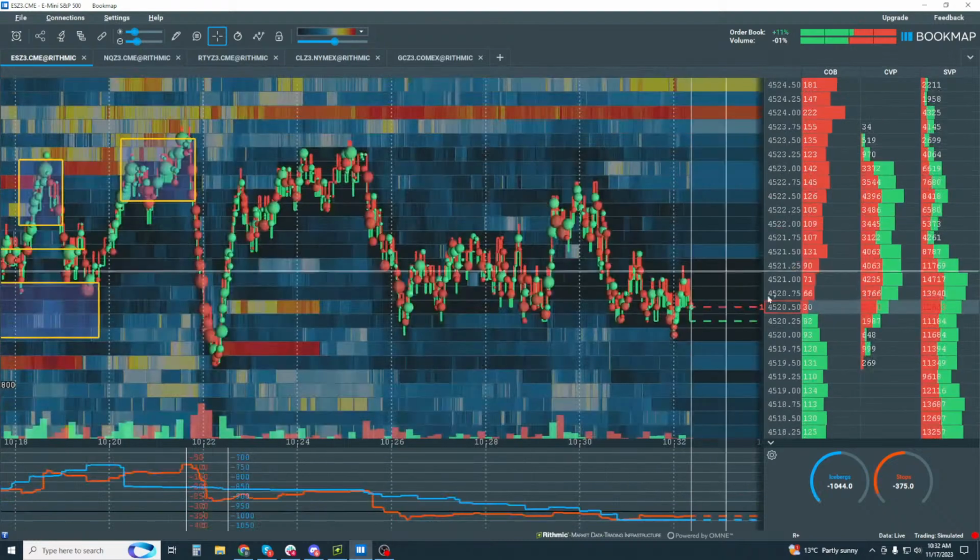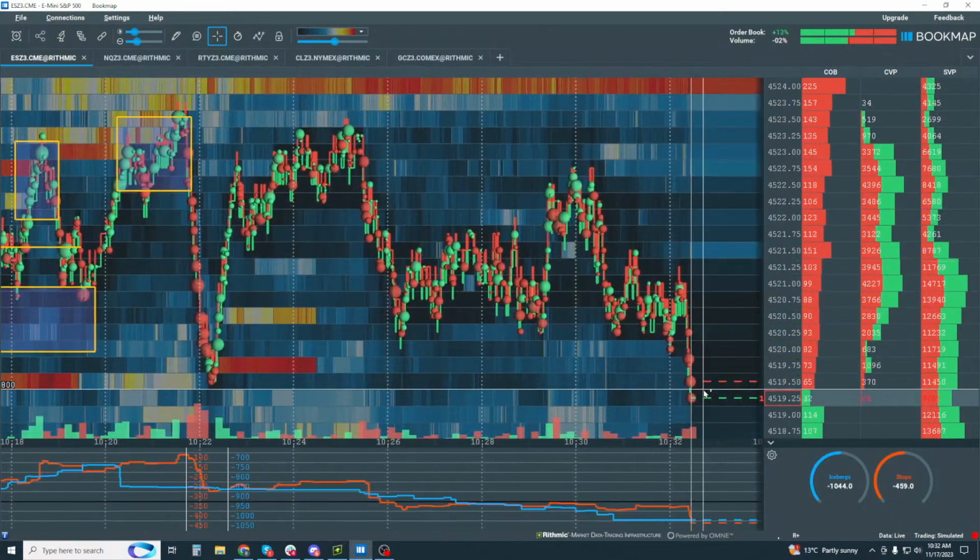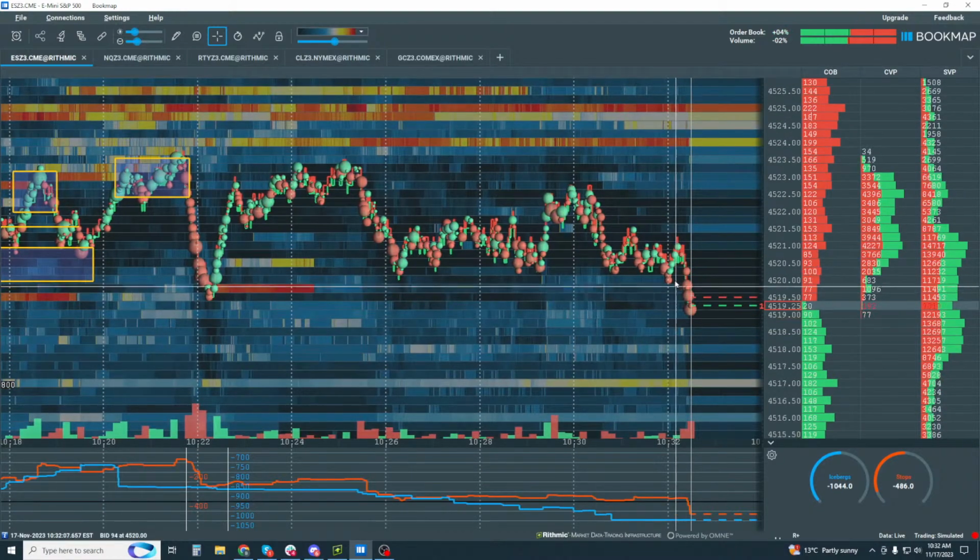So what you can look for in your range bound trading is a move up into these areas here, and then sellers to take it down, just like they're doing right now.